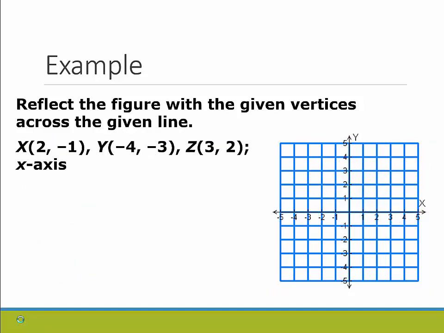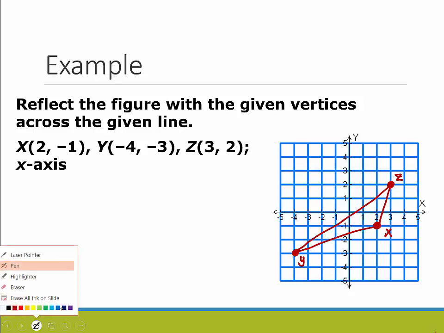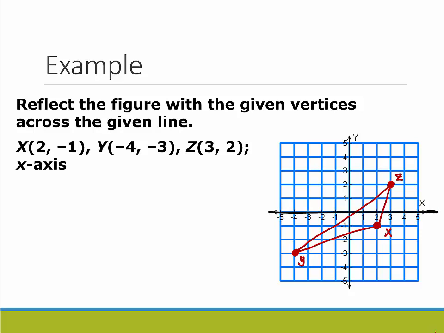So next one, we have X, Y, and Z. So X is at (2, -1). Y is at (-4, -3). And Z is at (3, 2). So again, we have a very obtuse triangle. But this time the line that they want us to reflect it over is the x-axis. So that's this guy right here.